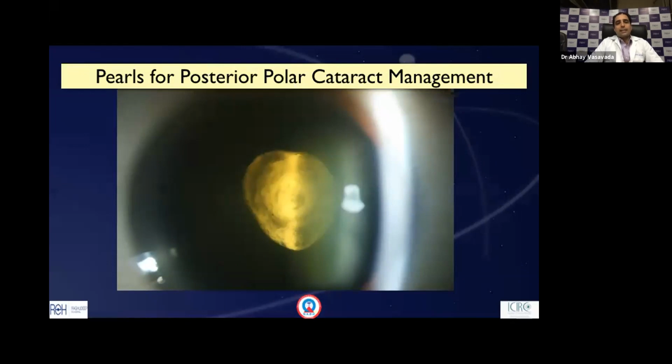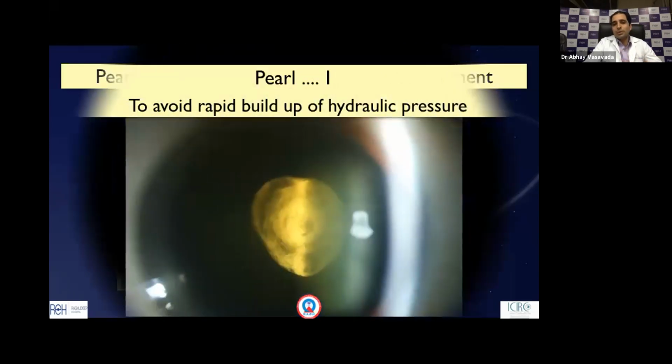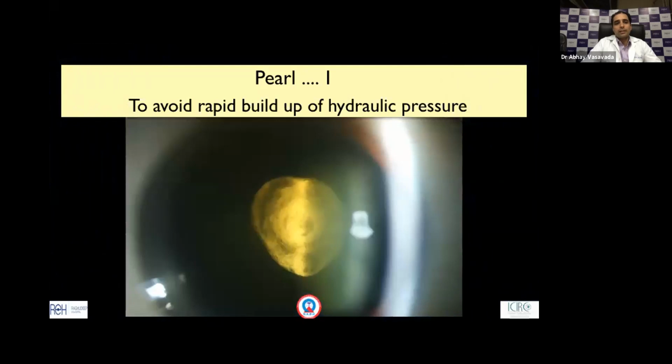Having understood dense cataract management, the dreaded cataract that all of us have nightmares about before going to bed when you have this in the list the next day, that is posterior polar cataract. And the reason is that we are always worried whether this capsule will hold on during the surgery and whether you're going to need the help of your vitreoretinal colleague or not.